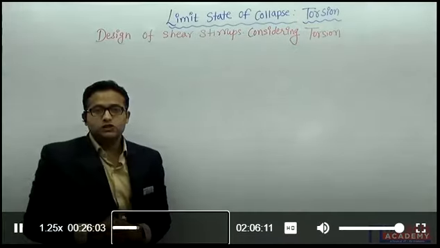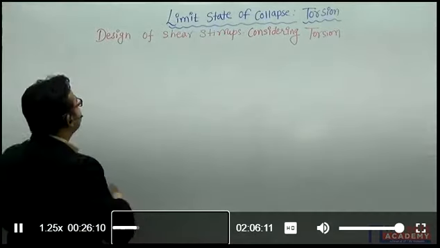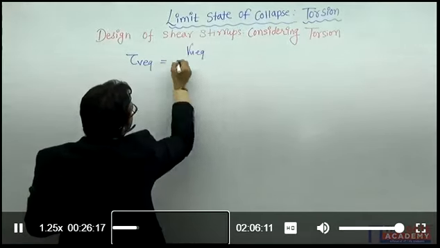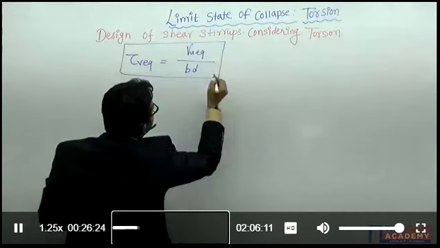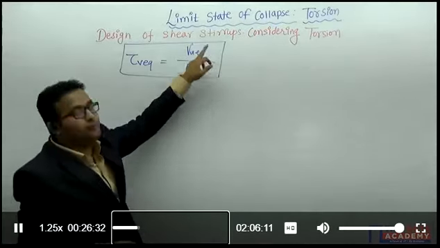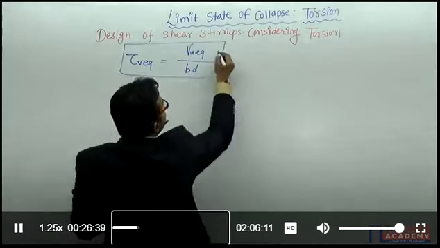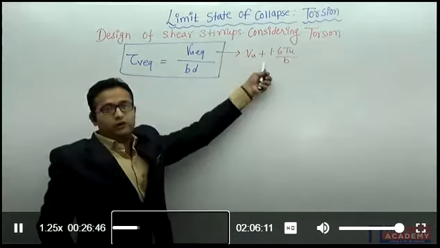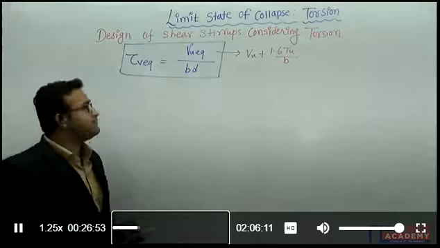Right? First of all I need to calculate equivalent shear stresses. So equivalent shear stress is equal to VU equivalent divided by BD. Here tau v equivalent will be equal to VU by BD, so I will be putting the equivalent value of the shear force divided by BD. And I know VU equivalent is equal to VU plus 1.6 TU by B. So from there I can calculate VU equivalent and I can calculate tau v equivalent, means equivalent shear force, equivalent shear stresses.